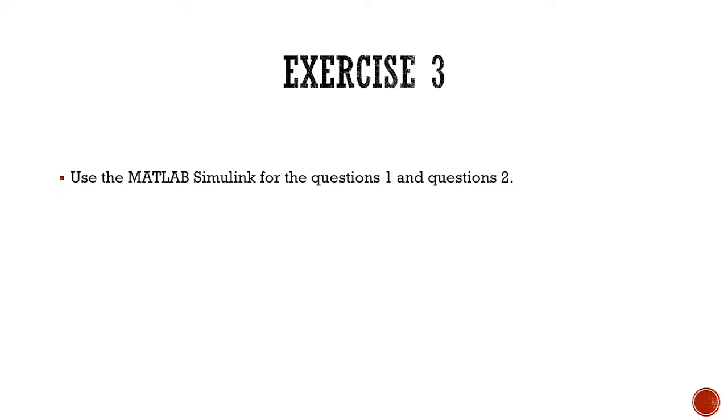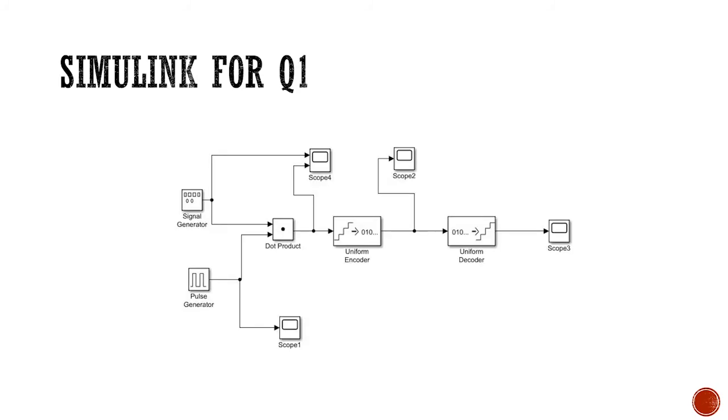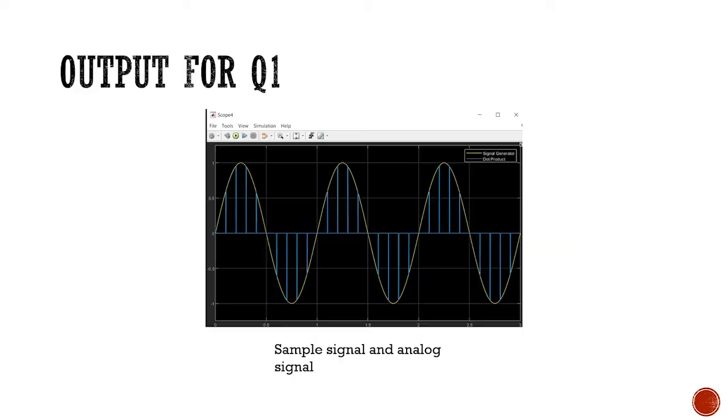For exercise 3, use the MATLAB Simulink for question 1 and question 2. So this is the Simulink for question 1. First, the signal generator and pulse generator at the beginning. We go to the dot product, and then we proceed to the uniform encoder and uniform decoder. So we have 4 scopes. Then for the output for Q1, we get a sample signal and analog signal.